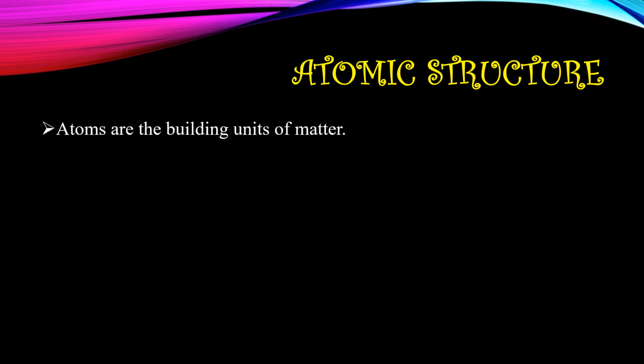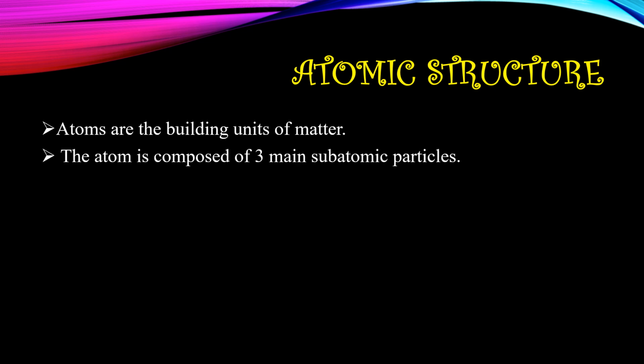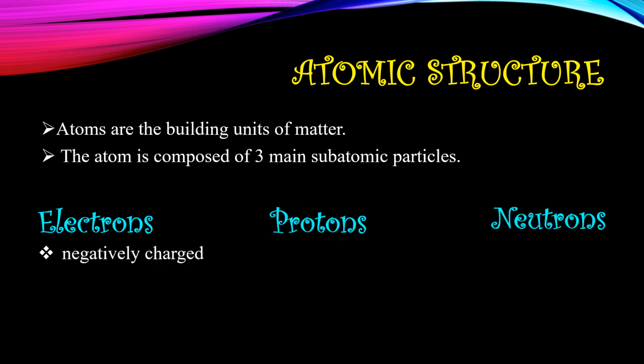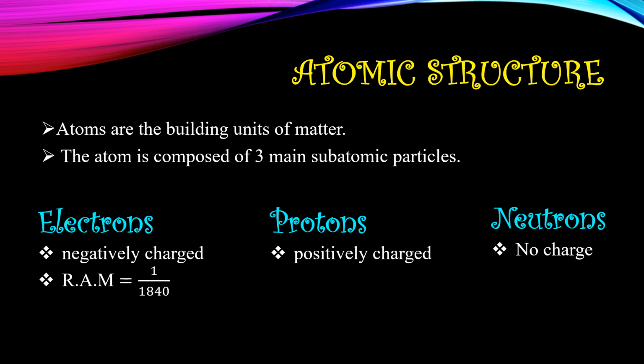Atoms are the building units of matter. Well, these atoms are composed of three main subatomic particles called electrons, protons, and neutrons. Electrons are negatively charged, protons are positively charged, and neutrons have no charge. Well, electrons have a very small mass. If we consider the relative atomic mass, it's 1/1840, and protons and neutrons, the relative atomic mass is 1. Anyway, the neutrons have a slightly higher mass than protons.